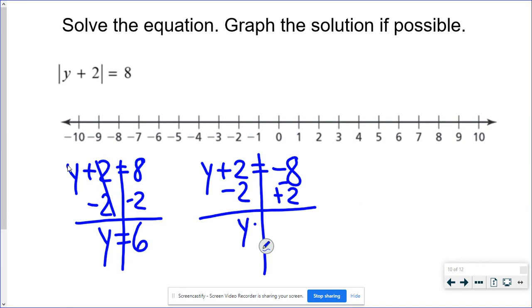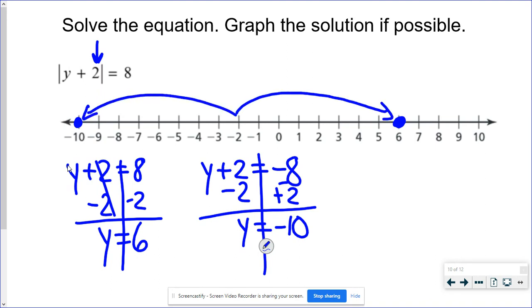And again, not opposites. We can get problems where we get opposites. It just didn't happen yet. So 6 and -10 are my numbers. So here's -10 and here's +6. And again, remember, this is saying actually -2 is my center on this one. If I was looking at this from -2, 8 units that way gets me to +6, and 8 units that way gets me to -10.